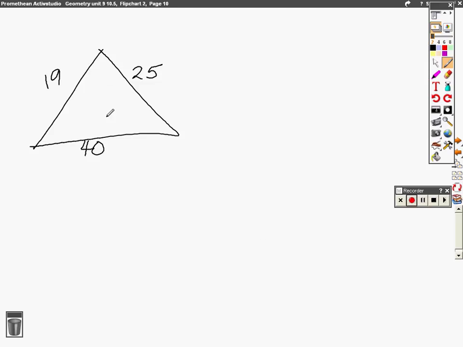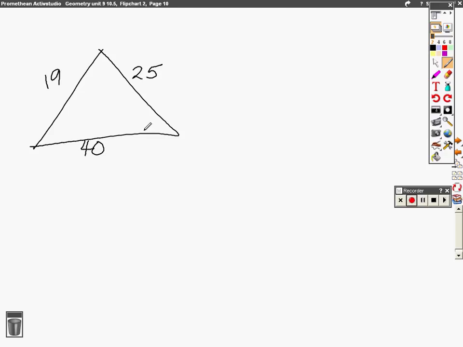This is just one of the problems that we can use the law of cosines for. In class, we had two sides and an angle between them. Now we could also use the law of cosines if there's three sides. The first thing we want to do is solve for any of the angles.